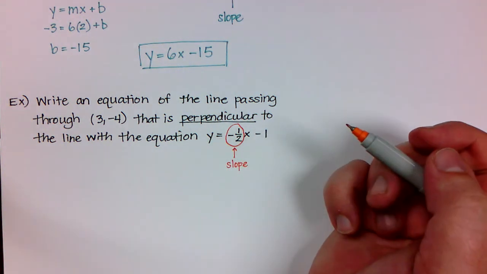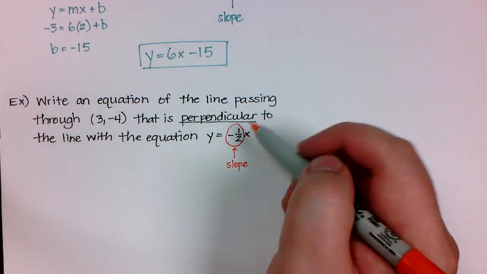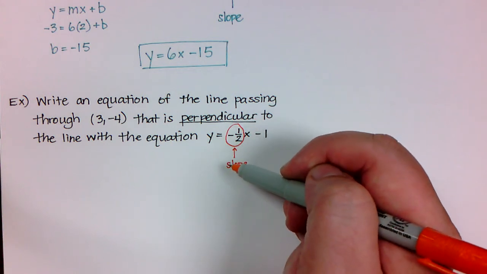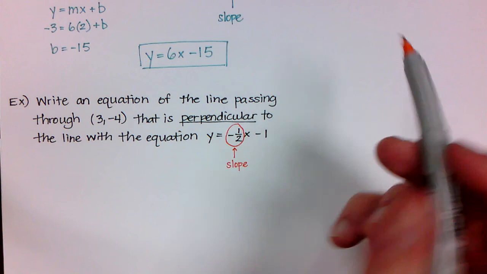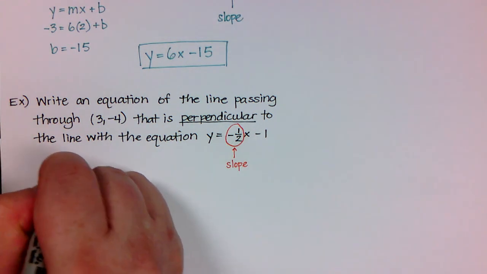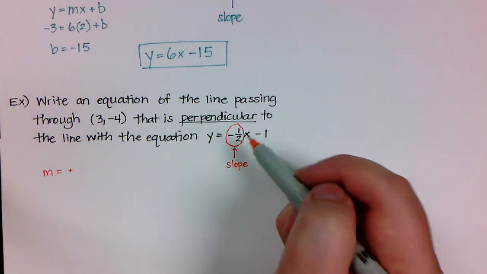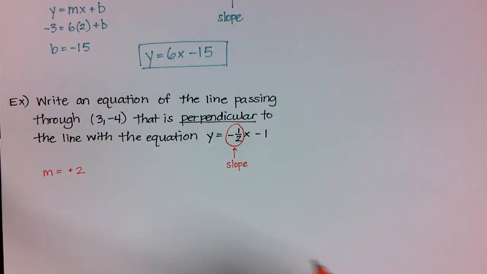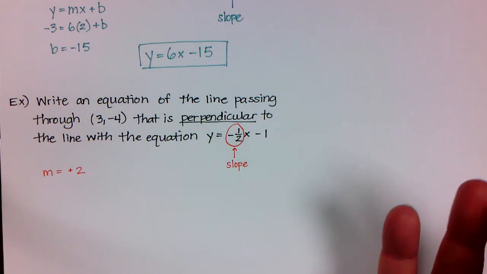If I'm going to figure out the slope of a line that's perpendicular to this, remember it's going to be the opposite reciprocal. So since it is already negative, my new slope is going to be positive. And the reciprocal of 1/2 is just the number 2, or 2 over 1. I'm just going to write 2.